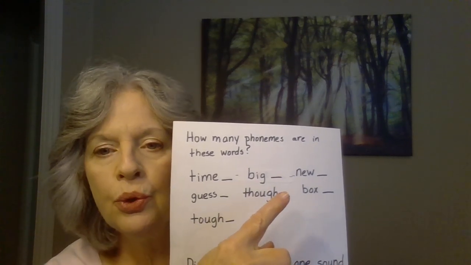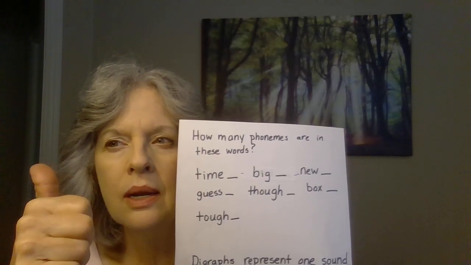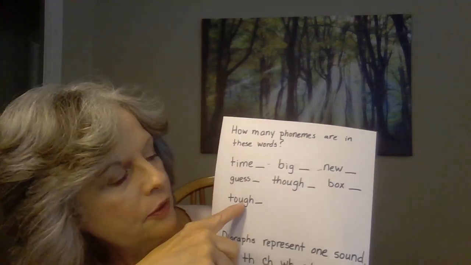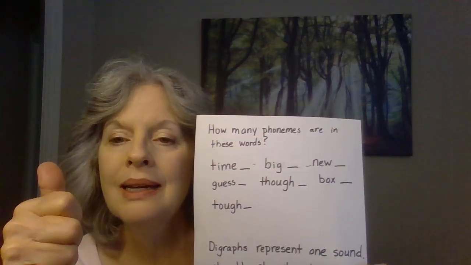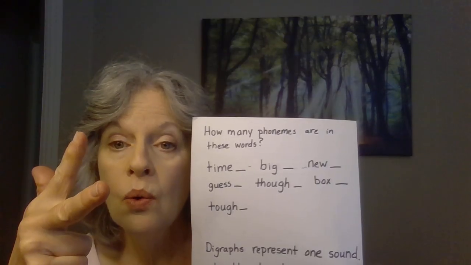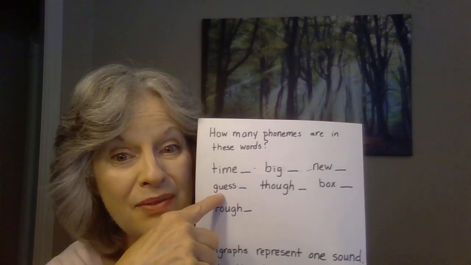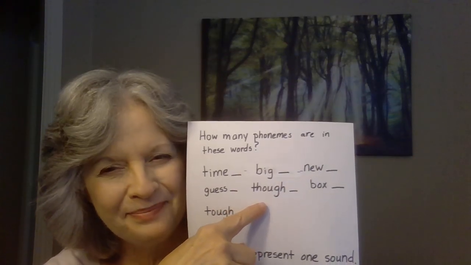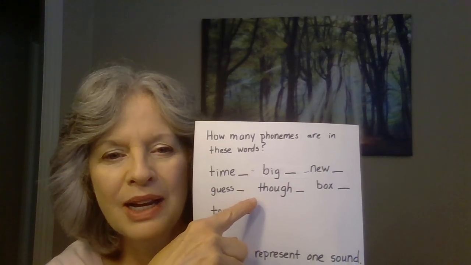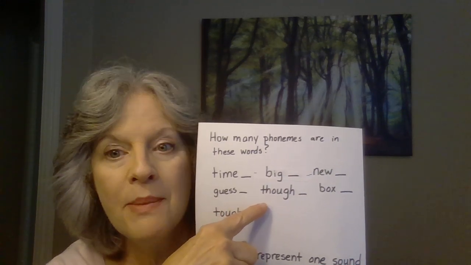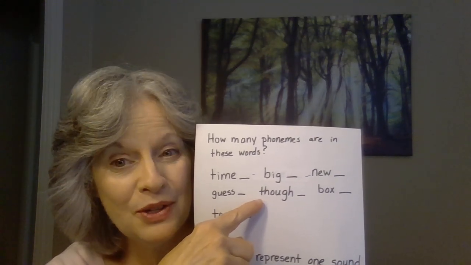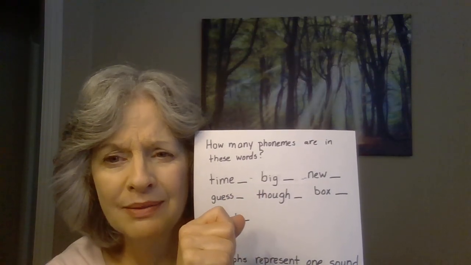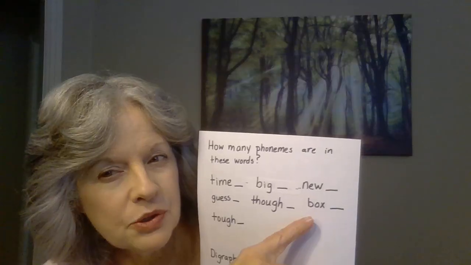What about the word new? N-oo. Just two, but there's three letters, okay? What about the word guess? G-E-S. Oh, there's three, but there's five letters. So I would write three here. Ooh, this word. This is one of the hardest words to teach. This is the word though, but there's so many letters in it that it's very confusing. So the O. Two. Oh, this one's a little bit tricky too.